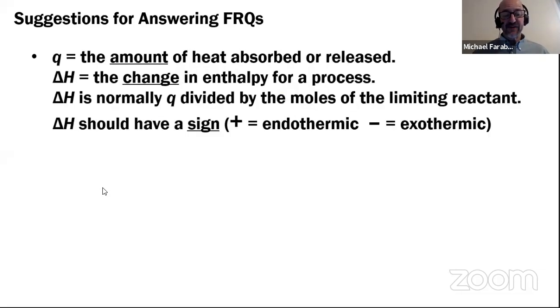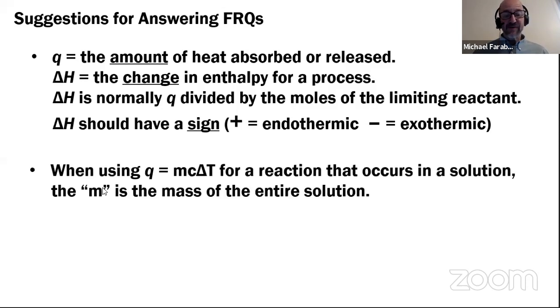Remember that Q and delta H are not the same thing. Q is the amount of heat that is either absorbed or released, whereas delta H is the change in enthalpy for a process. And delta H is normally the Q divided by the moles of the limiting reactant, and is sometimes expressed as kilojoules per mole of reaction. So again, pay attention to your coefficients and your moles and things like limiting reactants. Your delta H should have a sign, either positive for endothermic or negative for exothermic.